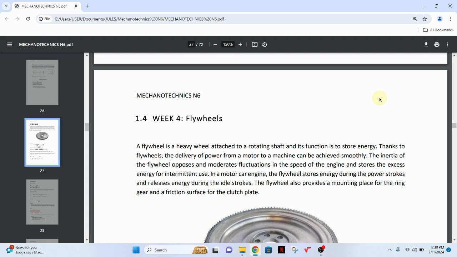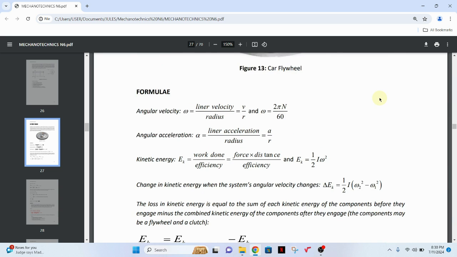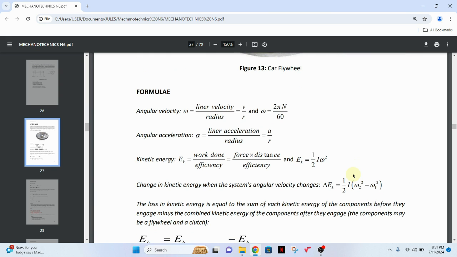So we will get into that very soon, but first let us look at some of the important formulas that you're going to need for this particular chapter. By the way, this picture here is a picture of a flywheel, okay? The flywheel of a car. Okay, you've probably seen it if you're doing mechanical engineering and you are passionate about cars. You must have seen a flywheel before. Okay, so let us look at some of the formulas we're going to deal with.